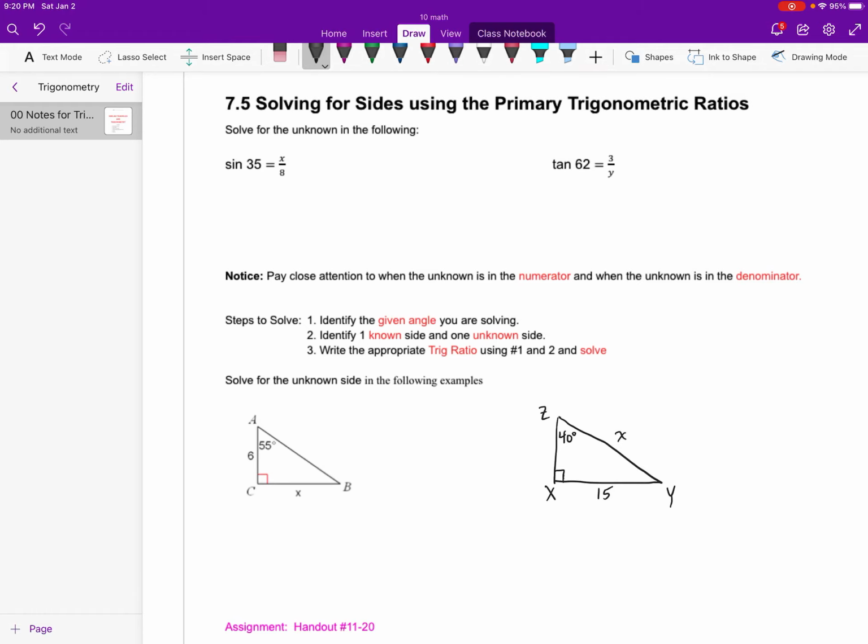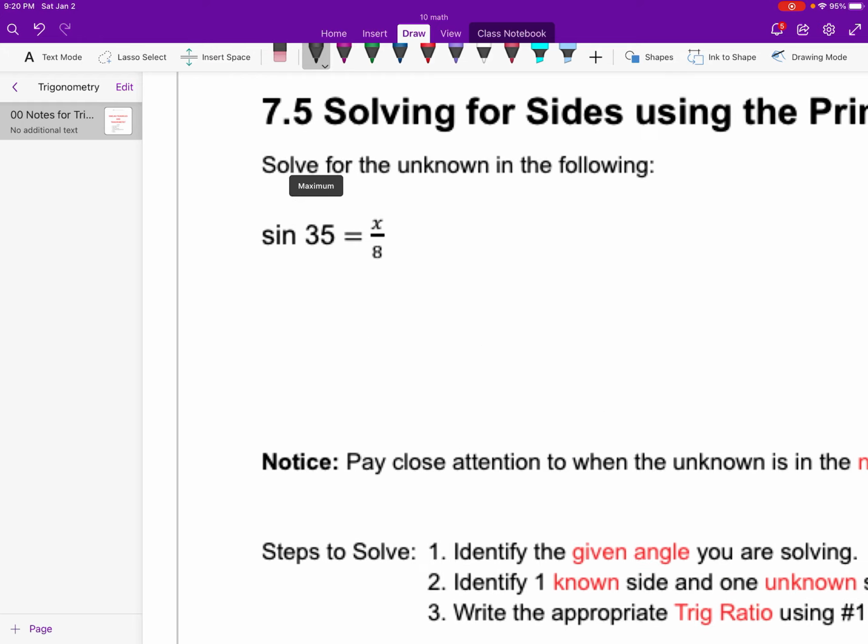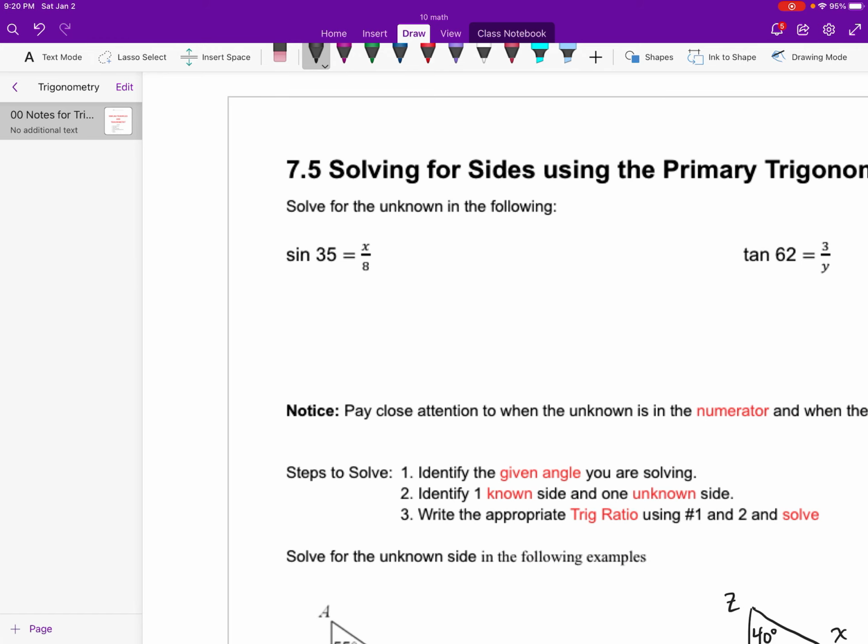Solving for sides using the primary trigonometric ratios. First, let's learn how to do some algebra here. If you solve for the unknown in the following, here we have sine 35 equals x over 8. So you have an x, an unknown value, being divided by 8. We use the same kind of rules as we did with linear systems.